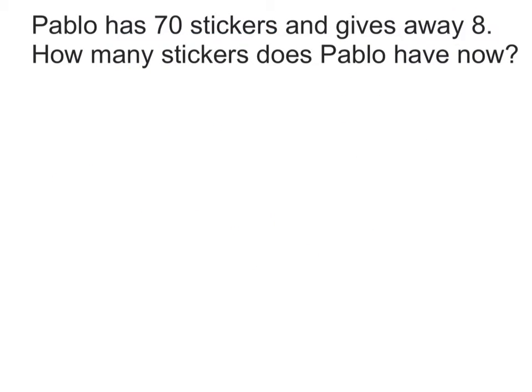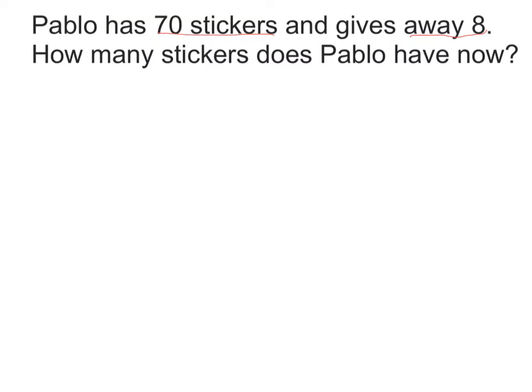All right. Pablo has 70 stickers and gives away 8. How many stickers does Pablo have now? Oh my goodness, this one's only 2 sentences. I'm used to Pablo making actions once per sentence. So let's go ahead and underline our important numbers. Pablo has 70 stickers. He gives away 8 stickers.